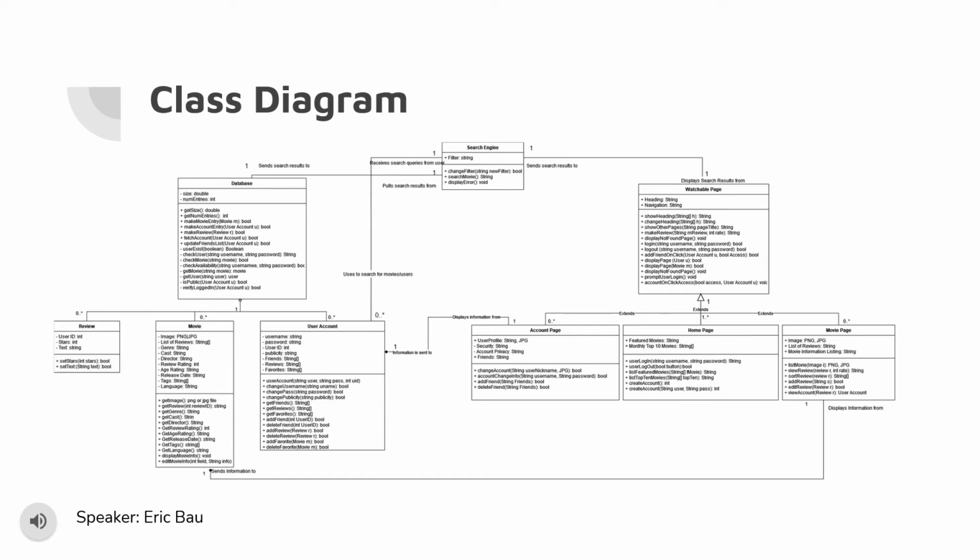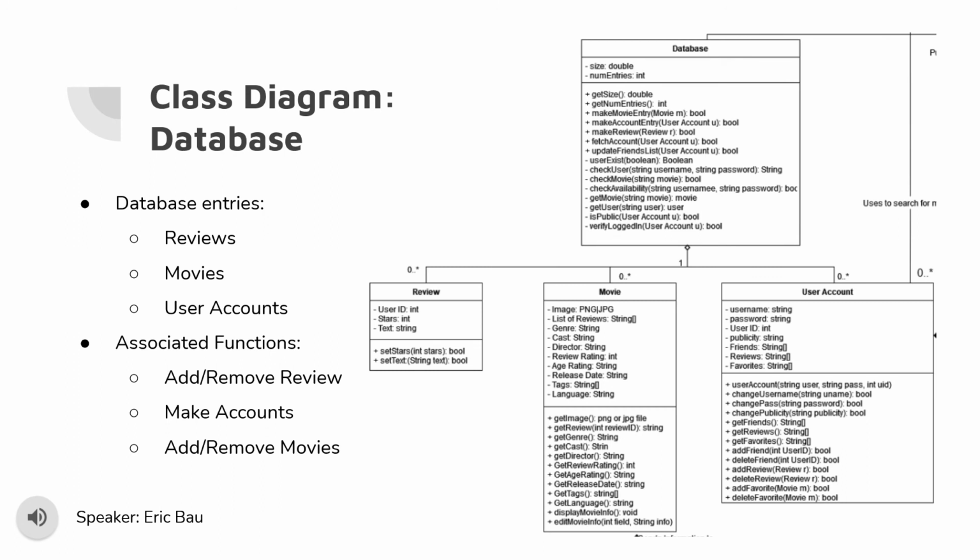Our application's UML class diagram details the structure and organization of the different classes and the relationships between them. To make it easier to digest, as it's quite a lot, we split it into two primary sections. First off is our class diagram database. The database section of the class diagram details anything that might be stored within the database. This includes reviews, movies, and user account data.